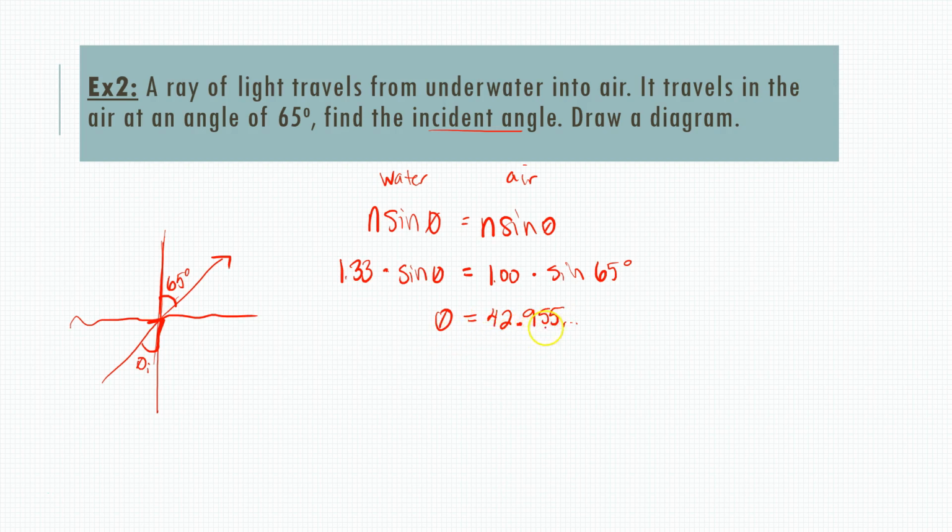So we have 42.955. Let's talk sig figs. It's like last time. We only have one number here. Got 2. So since this has 2, we're going to have to round this to 2. So that is going to round to 43 degrees. The 2 is going to go up because of the 9. So we have an angle of incidence of 43 degrees.